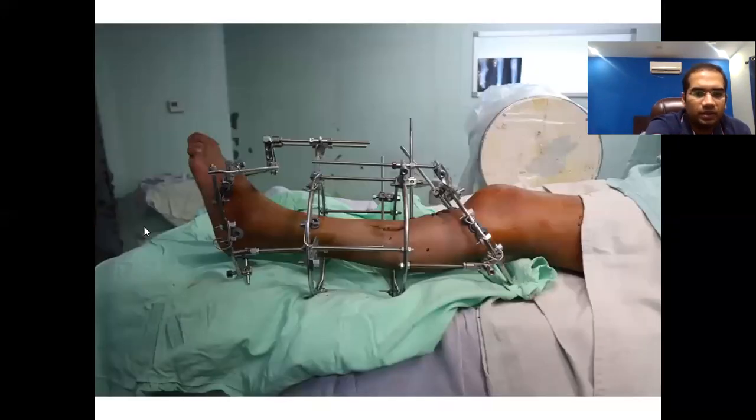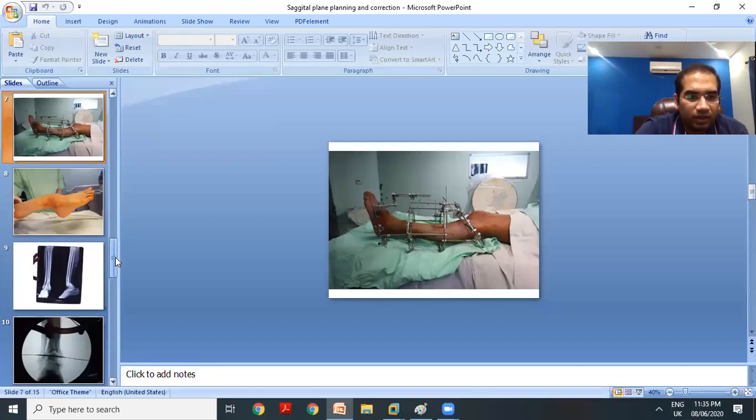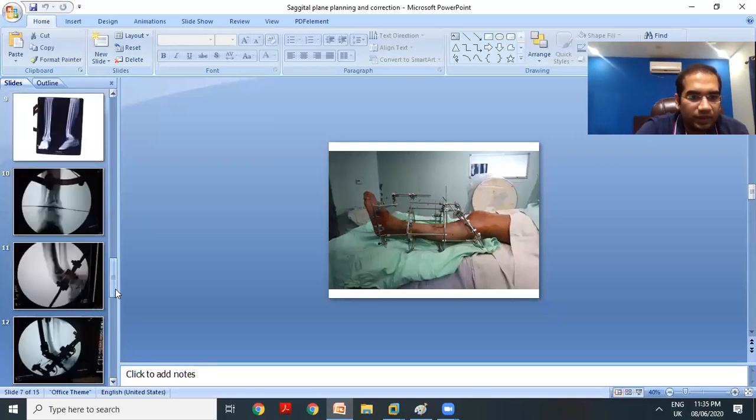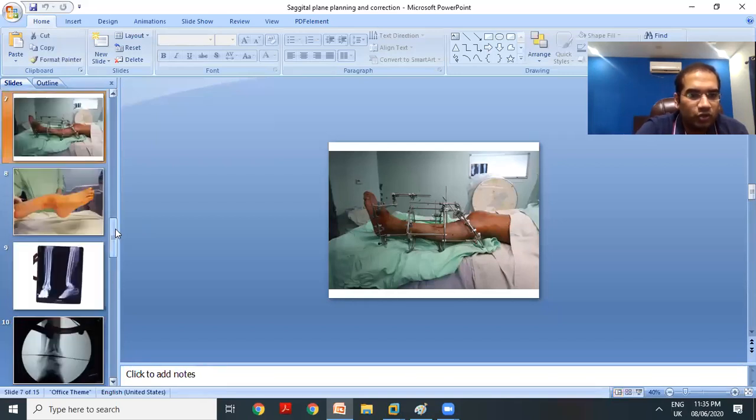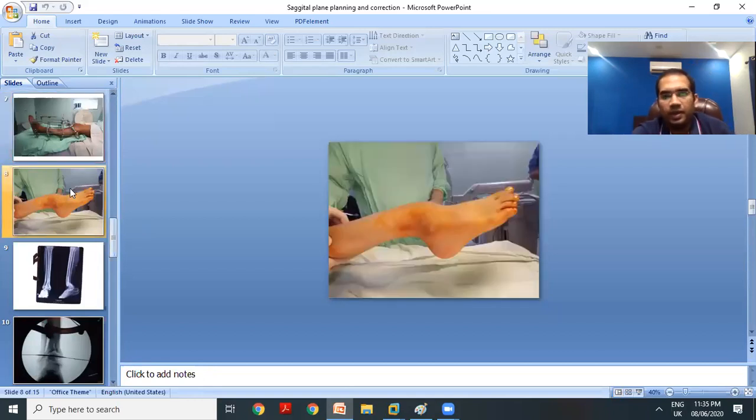And I think I have not posted my most recent X-ray. I'll show you in a while. Okay, in the end I'll show you. This is another case of ankle procurvatum.